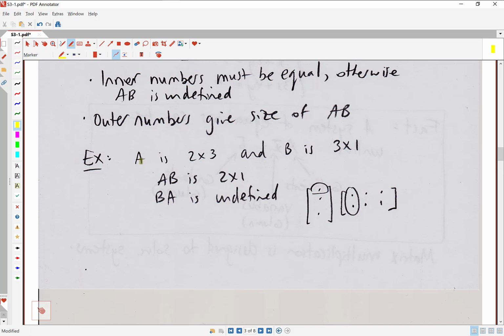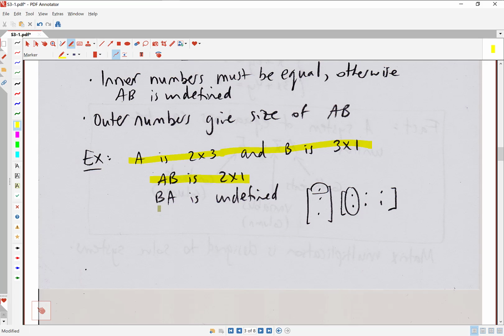So just a quick example to illustrate this, let's say A is a 2x3 matrix and B is a 3x1 matrix. So if we think about the size of AB, we would say, well, we're taking a 2x3 times a 3x1. The inner numbers are equal, so that's good. That tells us the product will be defined. And the outer numbers will predict the size of the product. So AB will be 2x1. So that's what we're saying here.